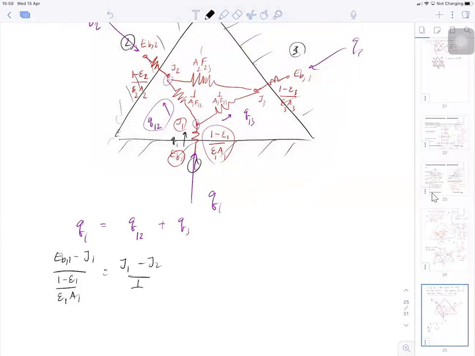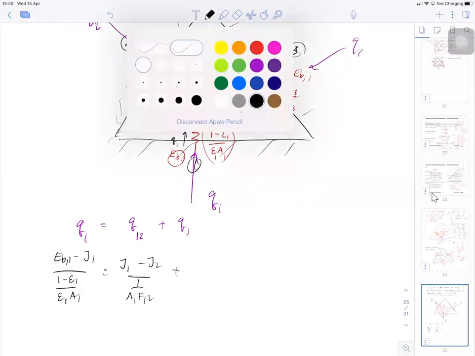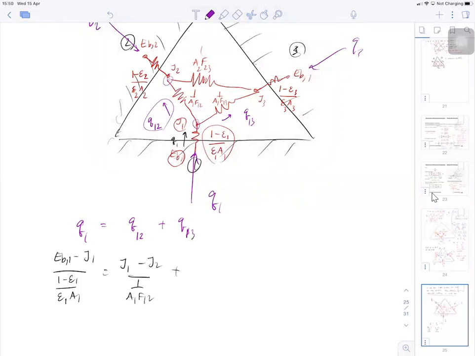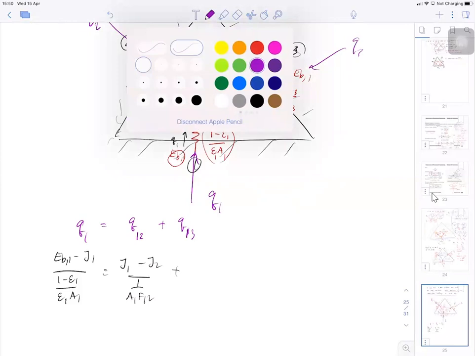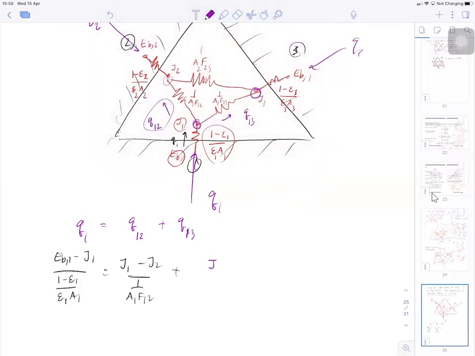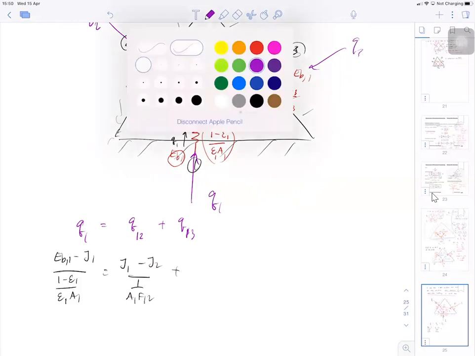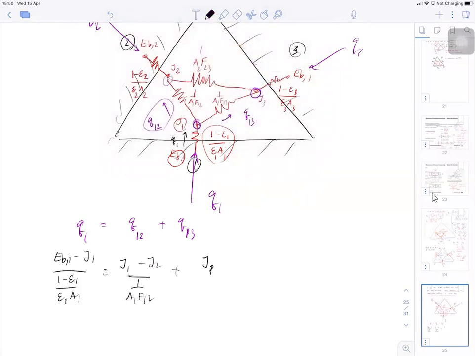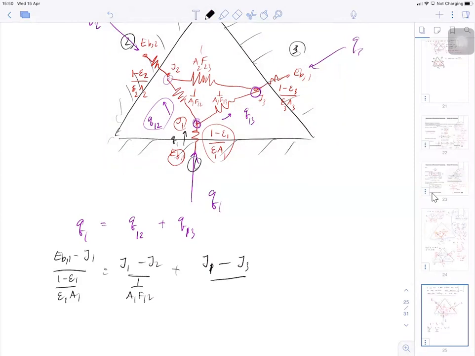Now I put the resistance, 1 over A1 F12 plus, okay, this is going to be Q, not Q3, I'm sorry about that. This is going to be Q13. Q13 is over here to over there. It's crossing the potential of J1 minus J3, right? Over what is the resistance? The resistance is 1 over A1 F13. So I have my first equation.